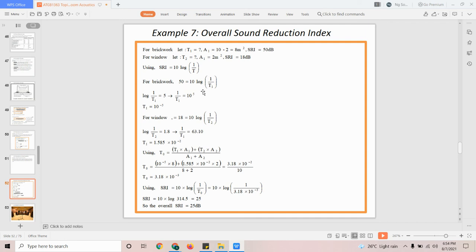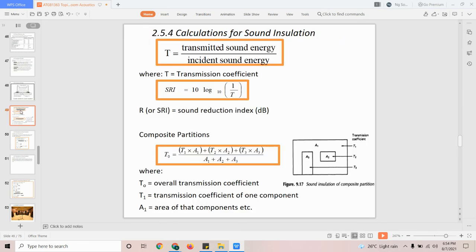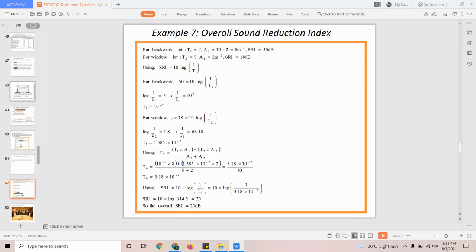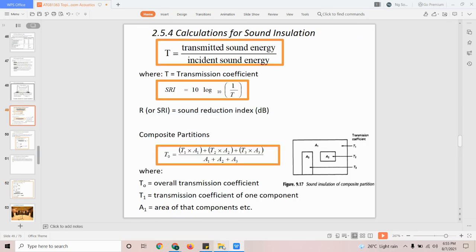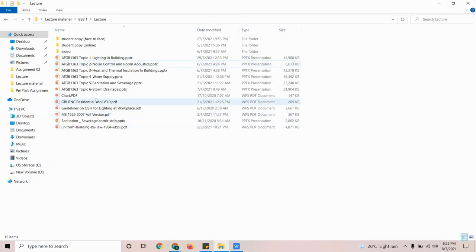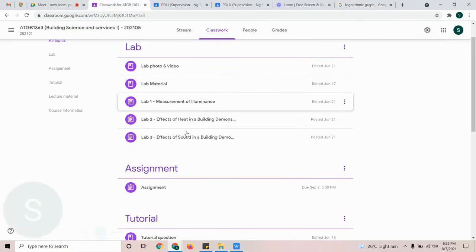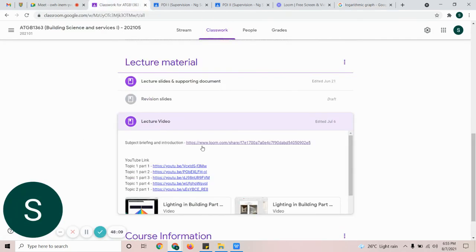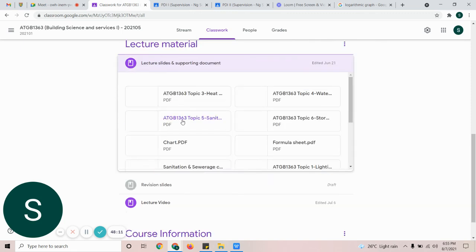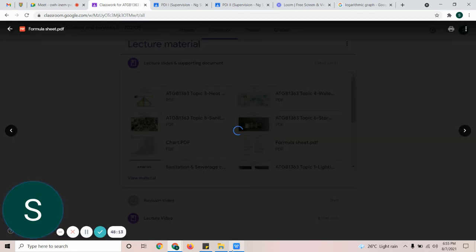So you have to use the formula which is given here. If not mistaken, this should be given to you also. Let me do a quick check. Formula sheet.